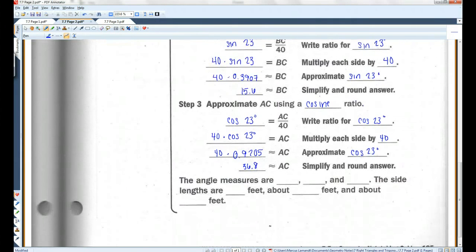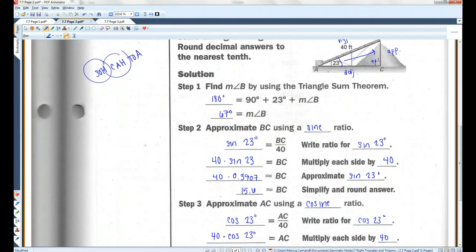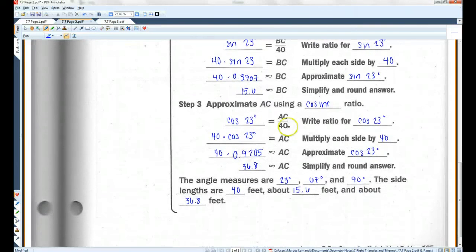Okay, so the angle measures are 23 degrees, 67 degrees, and 90 degrees. The side lengths are 40 feet, about 15.6 feet, and about 36.8 feet. We have solved for all three angles and all three sides, so we have solved the triangle. These problems where you are solving a right triangle, they are going to be longer problems. Multi-step, longer problems. Okay, so just a heads up.